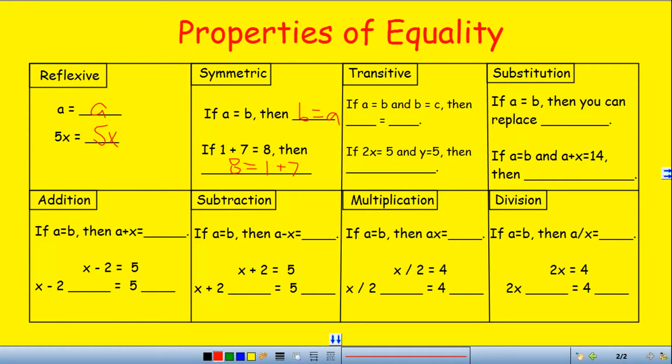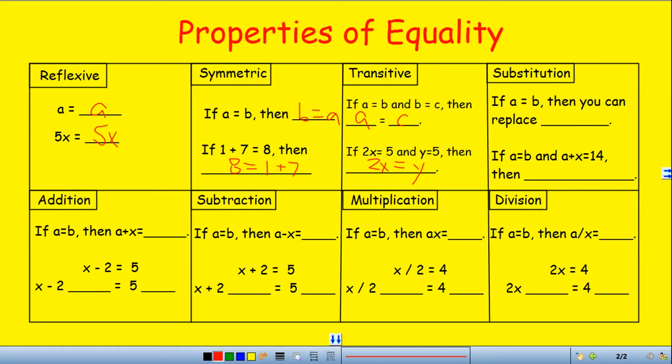The next property is the transitive. And the transitive states that if A equals B and B equals C, then A will equal C. An example of this is if we had 2x equals 5, and we know that y equals 5. So if 2x equals 5, and we also know that y equals 5, then this will lead us to the conclusion that 2x equals y.